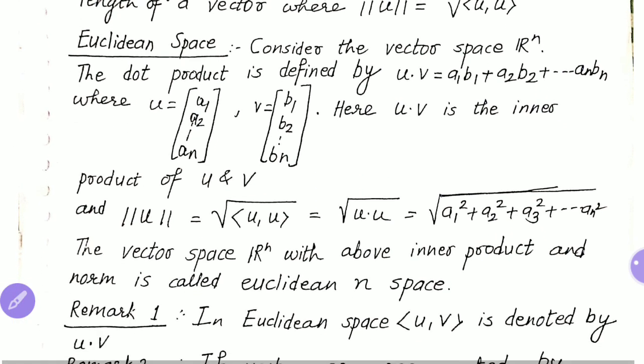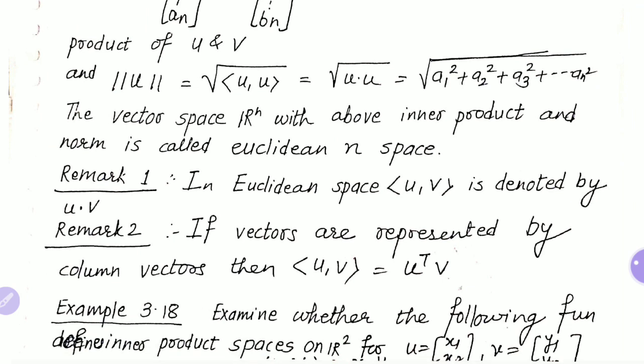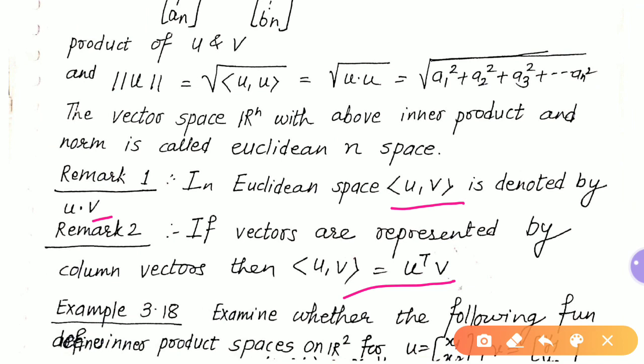The vector space Rn with the above inner product is called Euclidean space. Now remark number 1. In Euclidean space, <u, v> is denoted by u bar dot v bar, the dot product, and if vectors are represented by column vectors, then it is denoted by u transpose v. So it depends upon in what form the vectors are written. If vectors are written in the form of i, j, k, in that case we take the dot product, and if the vectors are written in the form of matrices, we take the multiplication of two matrices, in this way u transpose v, which will give us the required value of the inner product.